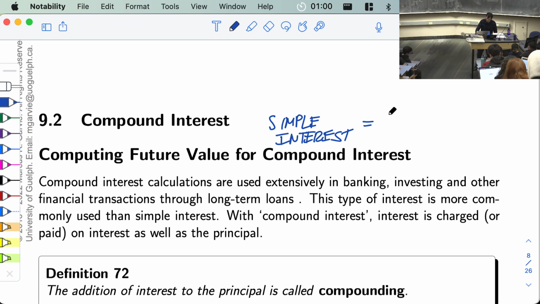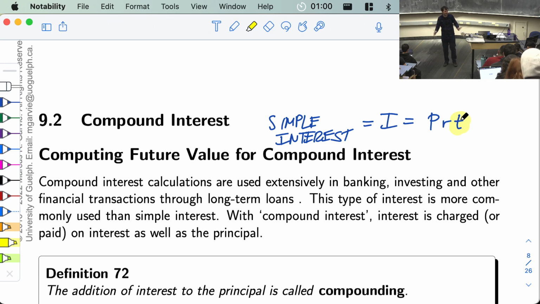Simple interest was the formula I equals PRT. And I want to draw your attention to the fact that it is linear in t. It is something times t. If you double the amount of time, you double your money. That's simple interest. Compound interest is what I call superlinear. Why is it superlinear? If you double the amount of time you leave your money compounding, you will more than double your interest.